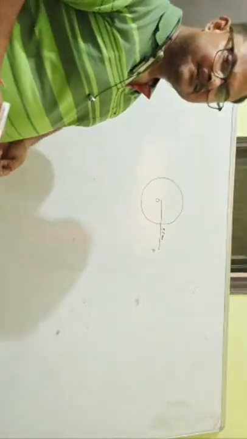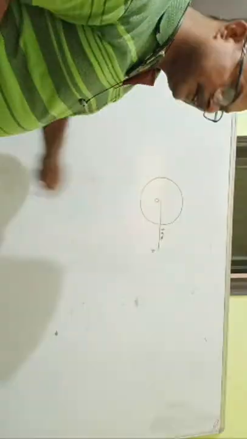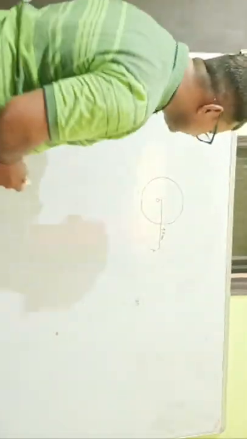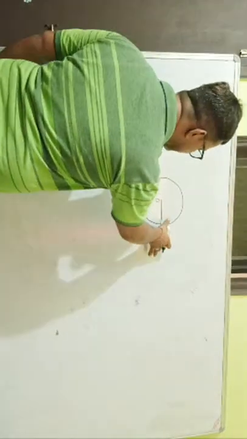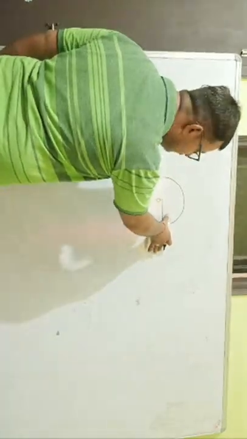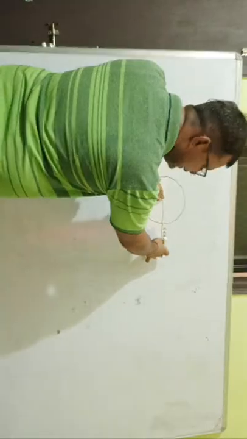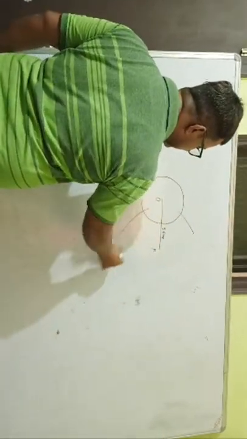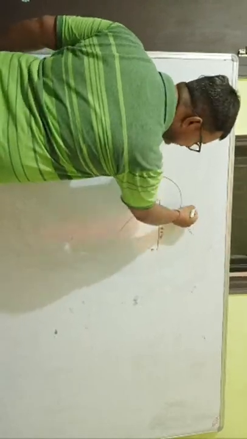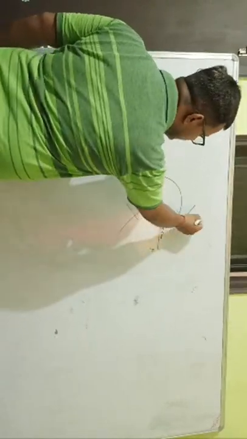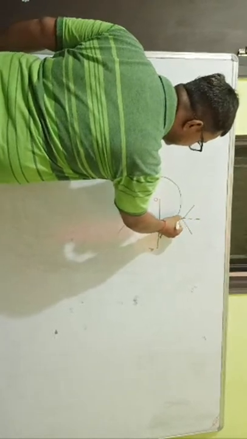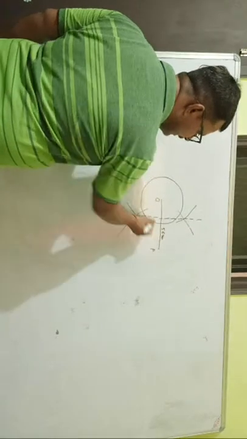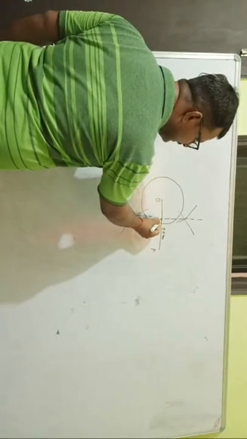asked in basic, not in standard. It will be asked in basic; if you are lucky then it will be asked in standard, clear? See, join OP. You have to stretch your compass more than half of OP, cut this side and cut that side, then join with a dotted line in such a manner that wherever it cuts, that will be the middle point.